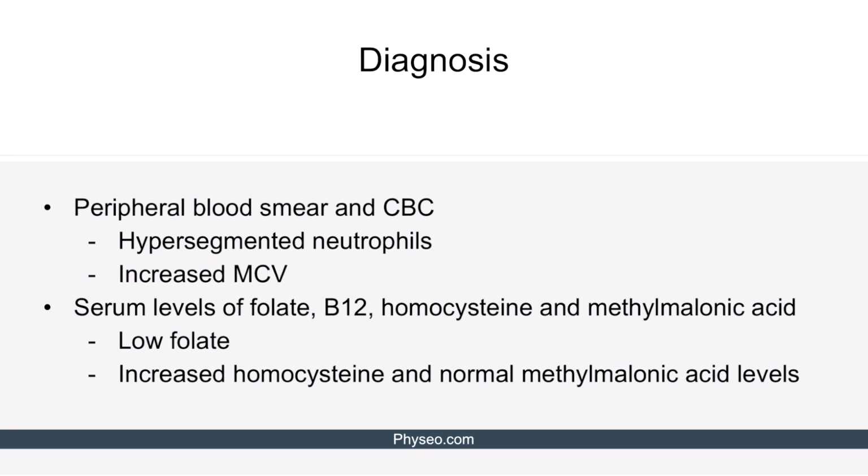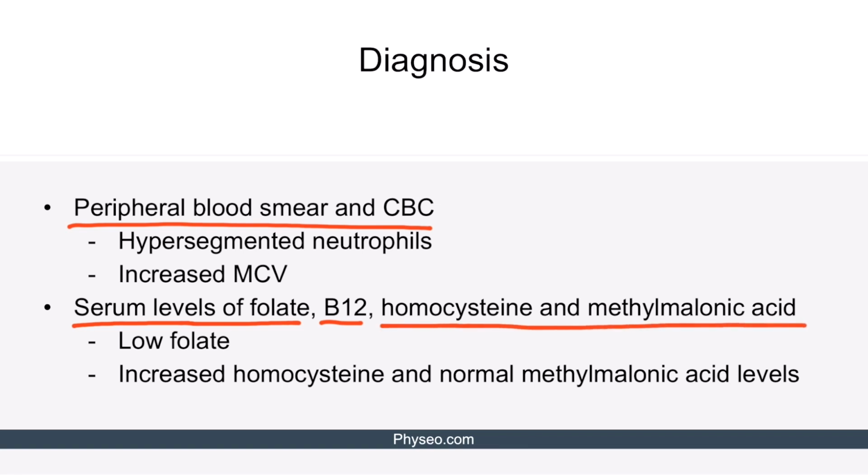All right, now let's move on to the diagnosis. To start with, a peripheral smear and a CBC are ordered and typically reveal hypersegmented neutrophils and an increased MCV, respectively. As a lot of the manifestations overlap with B12 deficiency, serum folate and B12 levels are obtained. Isolated low folate levels can confirm the diagnosis, but if the results are not conclusive, for example, if the labs are borderline, homocysteine and methylmalonic acid levels should be ordered. Increased homocysteine and normal methylmalonic acid levels are suggestive of a folate deficiency.